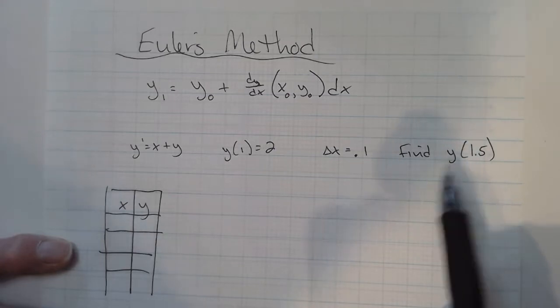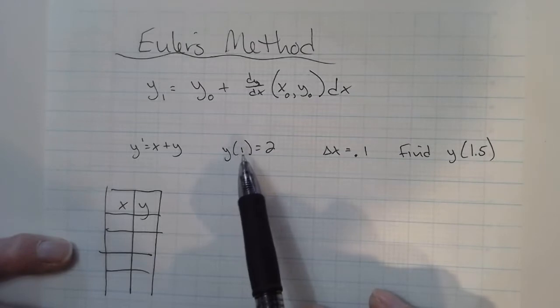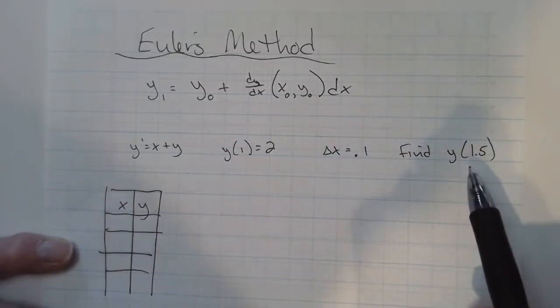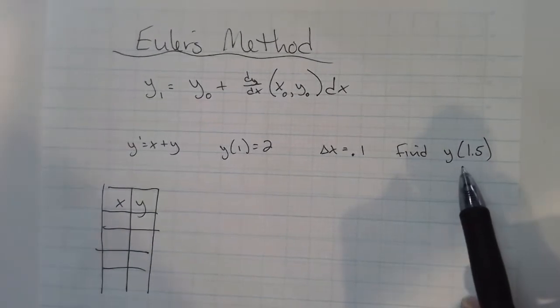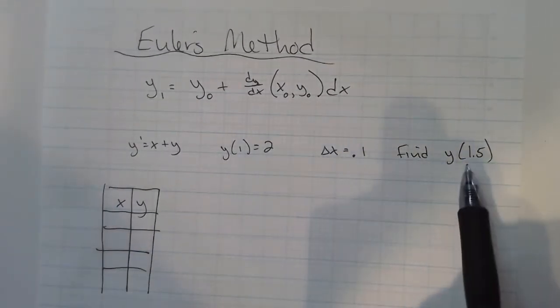So I just made up a problem. Here's my differential equation. I'm given that y of 1 is 2. We're going to go up by 0.1, and we need to evaluate what y of 1.5 is. Okay, starting at 1, we're going to go to 1.5.